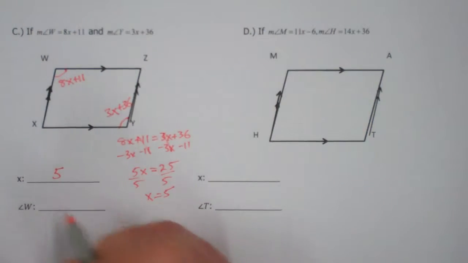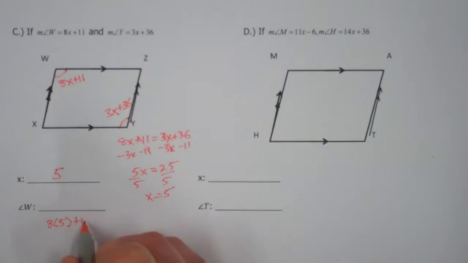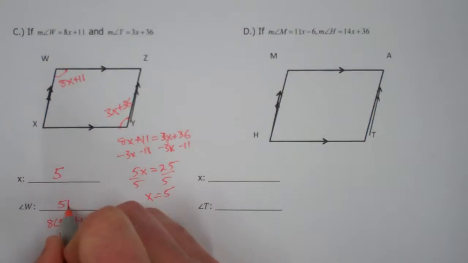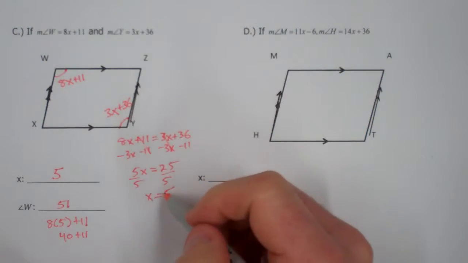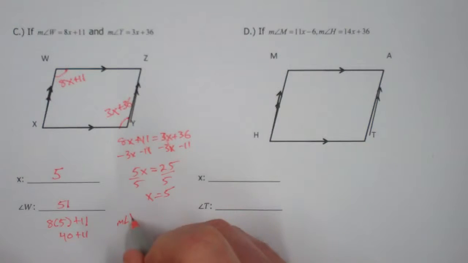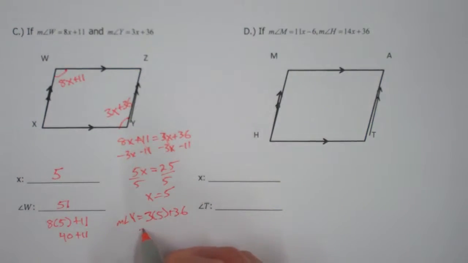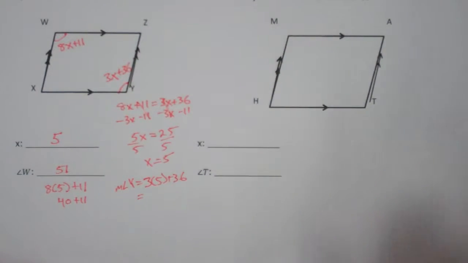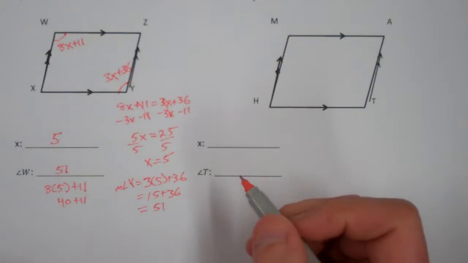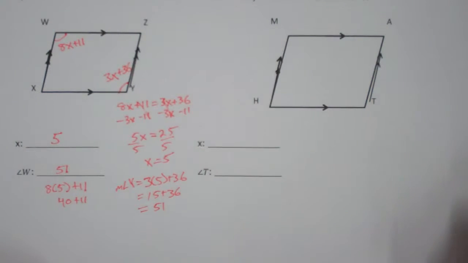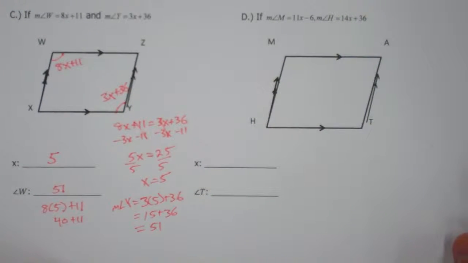We're also asked to find the measure of W, and W is 8 times 5 plus 11, which is 40 plus 11, or 51. We can verify this by substituting the value of x in for the measure of angle Y, and that's 3 times 5 plus 36, which is 15 plus 36, which is 51. And so we know now that we have the right value of x. Let's look at part D.